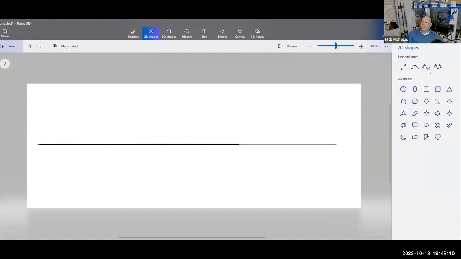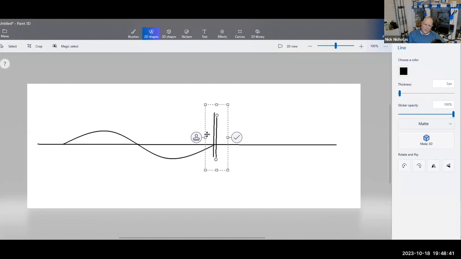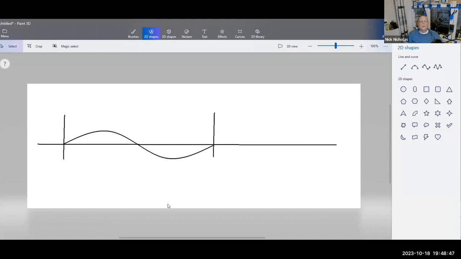So if that line is 0, and I have a properly defined wave, one wavelength is going to be from 0 to maximum value, through 0 again, to minimum value, and back to 0. This is one wavelength. And it's one wave itself.